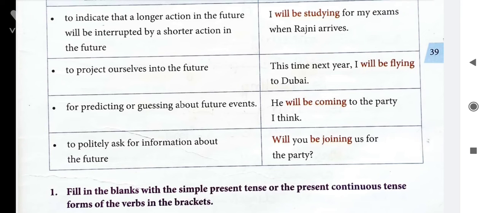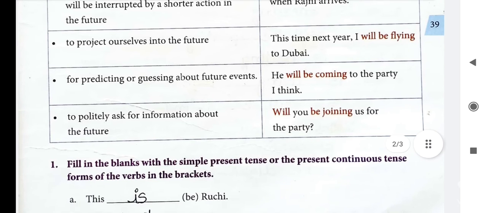The second point is to project ourselves into the future. To put ourselves in the future, like what are we going to do, what will happen with us. For example, this time next year I will be flying to Dubai. So now you are putting yourself in that situation, at that moment of time, like you will be flying to Dubai. You are going to go to Dubai next year.